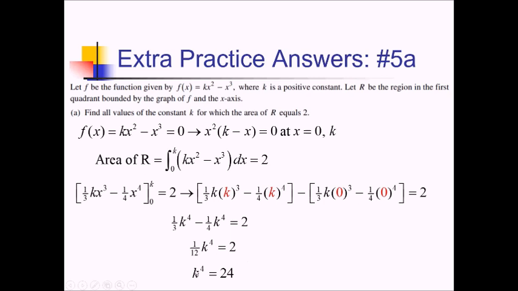And now I have to take the fourth root of both sides. Now, I don't need to know exactly what the fourth root of 24 is. I can actually just write fourth root of 24 and be done. Do I need a plus or minus on this since I'm taking an even root of an equation? Normally I would, but they said that k was a positive constant, so I'm only going to take the positive root of this. So then I'm just going to write k equals positive fourth root of 24.